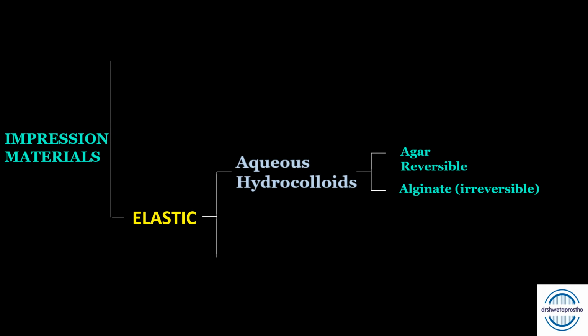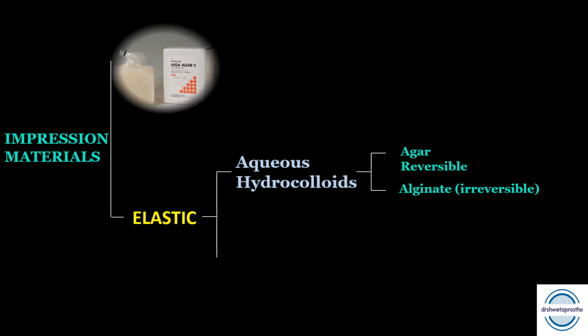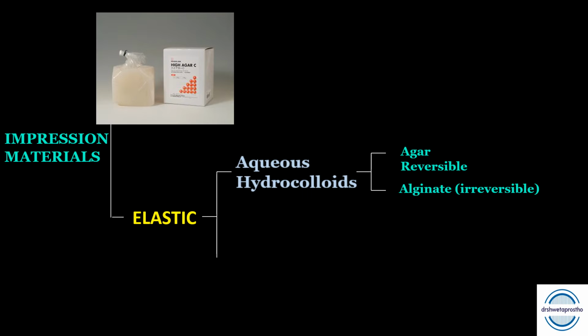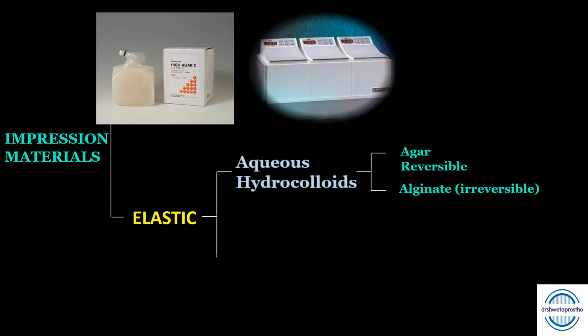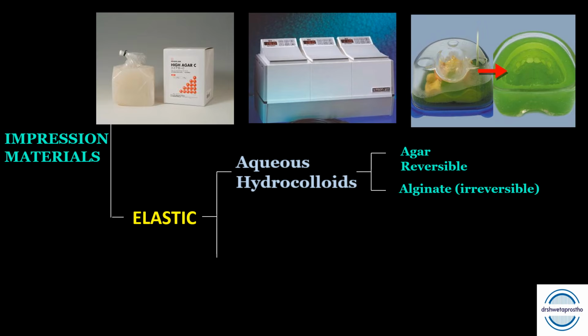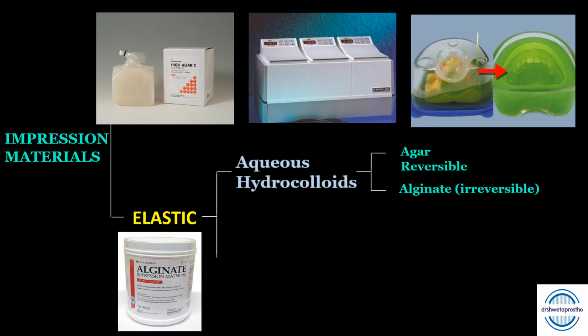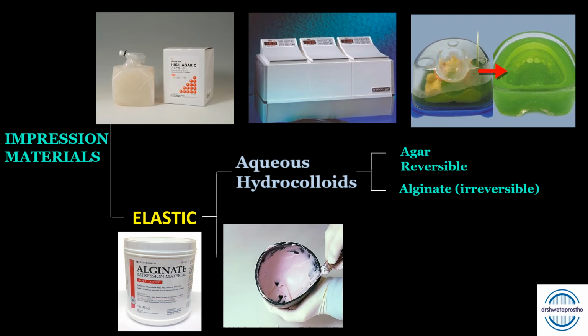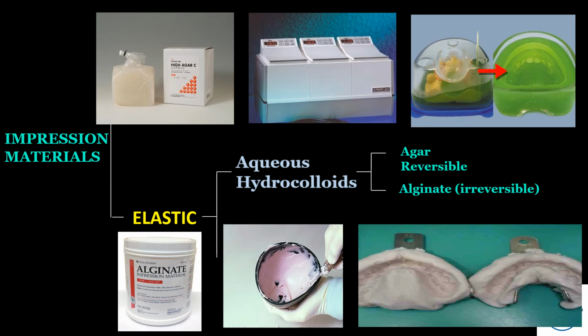In agar, the gelation takes place by a physical change. It needs a special equipment called the conditioning unit and the water-cooled impression trays. Because of this, it is less often used as impression material, but it is commonly used as a cast duplicating material. Alginate is a material which sets by a chemical change, so it is irreversible. It is the most common impression material used in the clinic. It is used for both the dentulous and the edentulous cases.